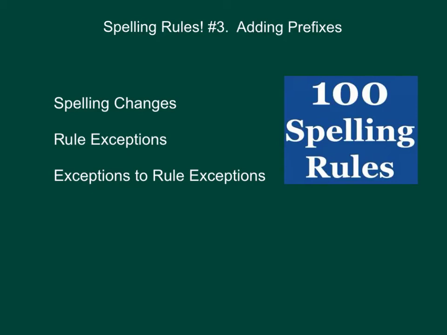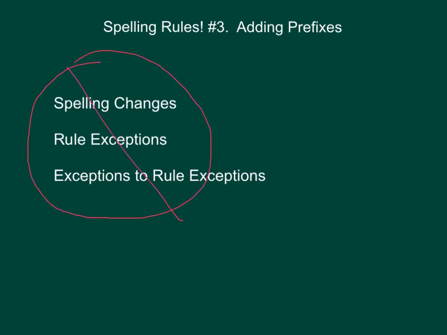All right, you've got out your writer's notebook and your assignment page for spelling rules. For today, we're going to be talking about adding prefixes, and we're going to go over 100 spelling rules for adding prefixes. No, we're not. In fact, for adding prefixes, there are no spelling changes when you add a prefix to the word. There are no rule exceptions, and there are no exceptions to rule exceptions like we had with suffixes. So adding prefixes spelling-wise, as long as you know how to spell the base word, it's pretty easy.